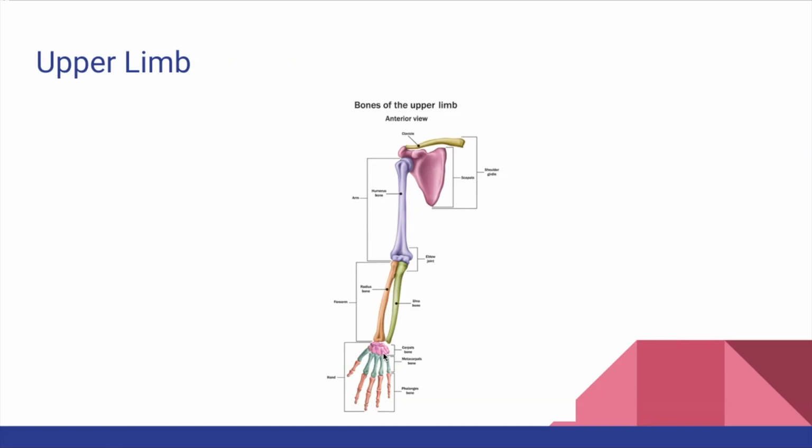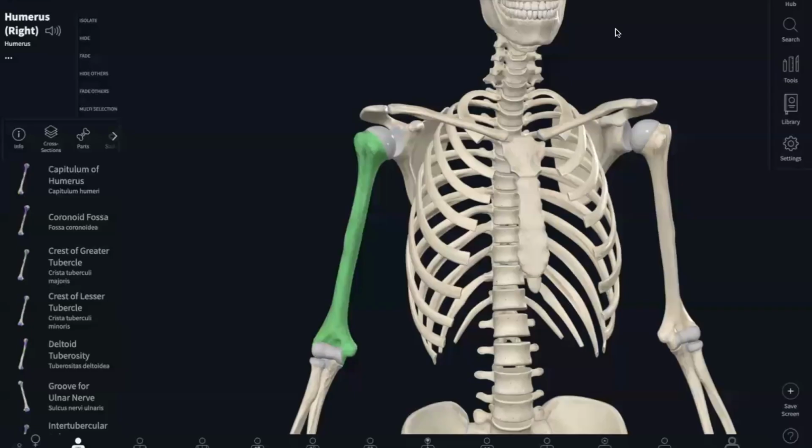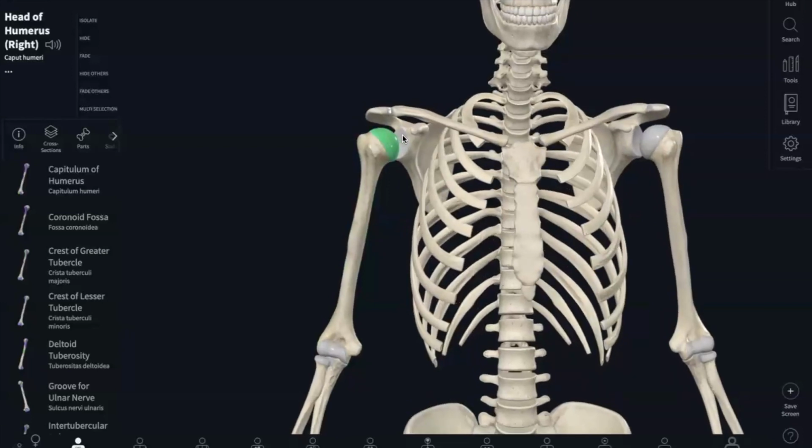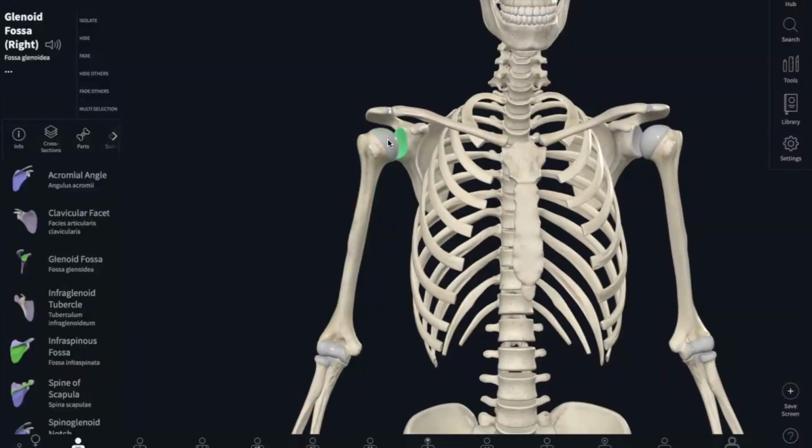It's your carpals, which is your wrist, your metacarpals, which are the bones in your palm, and your phalanges, which are your finger bones. Starting with the humerus. This one's kind of a doozy. So the first bone marking we're going to need to know is the head, which is right here. Like I said, this is going to articulate with the glenoid fossa of the scapula.